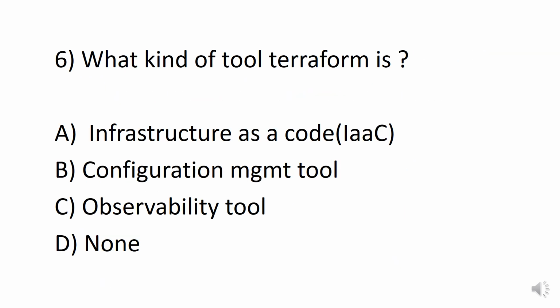So the sixth question: what kind of tool is Terraform? So it's infrastructure as code, or configuration management tool, or observability tool, or none of these. So there are four options. Obviously Terraform is infrastructure as code, which can be used to write a Terraform script which will connect with any provider, whatever cloud provider you are using, either AWS, Azure, or GCP. So it's infrastructure as code which is used to provision infrastructure over the cloud, either a VPC, RDS, EC2, or any of the AWS services or GCP services. So our answer will be A.